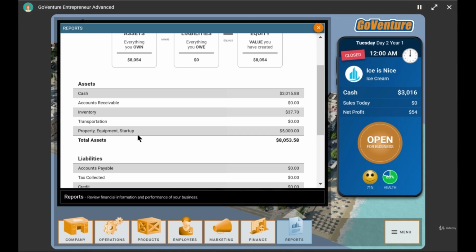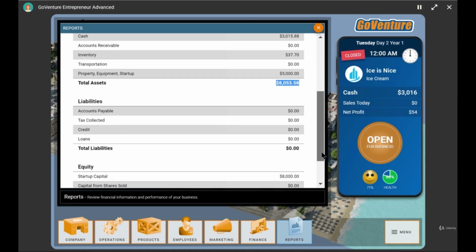And then we have our property, equipment, and startup. So this $5,000 represents the $3,000 paid to purchase our kiosk and the $2,000 in startup, setup, and other costs that we had to incur to start our business. Sometimes those costs, by the way, are put under expenses for some businesses, but in this case, it's considered an asset. So everything that we own that has value is here as an asset, and it totals $8,053.